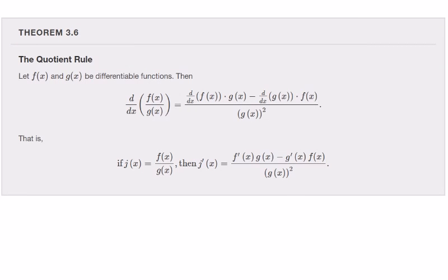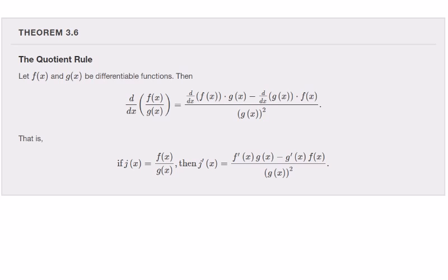All right, let's talk about the quotient rule next. So the quotient rule is if we take the derivative of a quotient of two functions, right? Of one function divided by another function. Basically what we get is the derivative of the numerator function times the denominator function, minus the derivative of the denominator function times the numerator function, all over the denominator function squared, right?